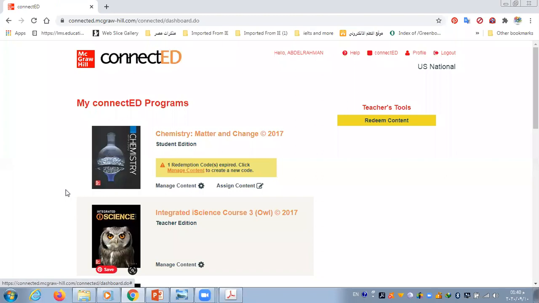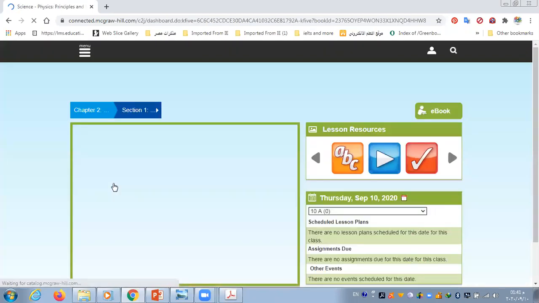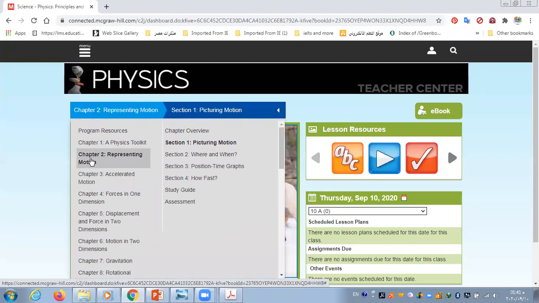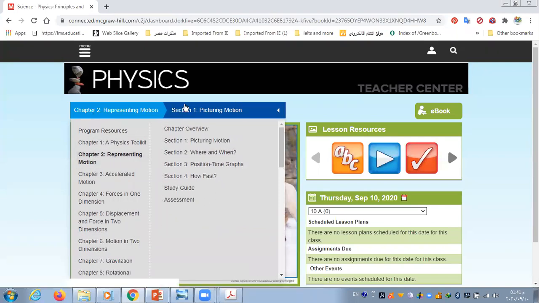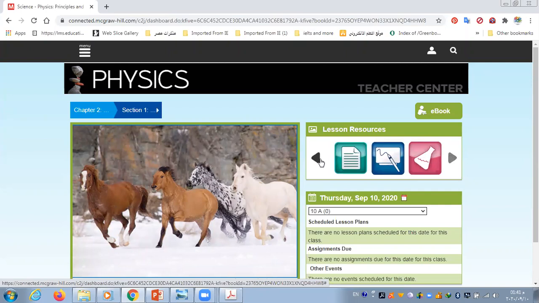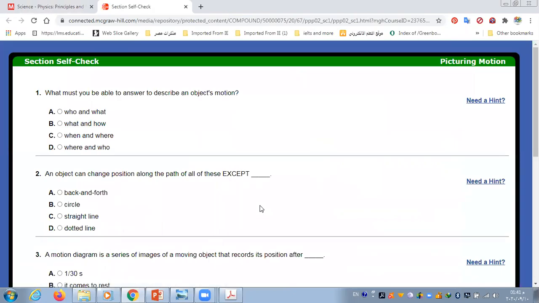If we come to physics here for McGraw-Hill, we are in chapter 2, section 1. I said before, from here you can choose the chapter, and from here you can choose the lesson. You can move here between resources. If we use this, it is the online course. You have here the section self-check, where you can test yourself.